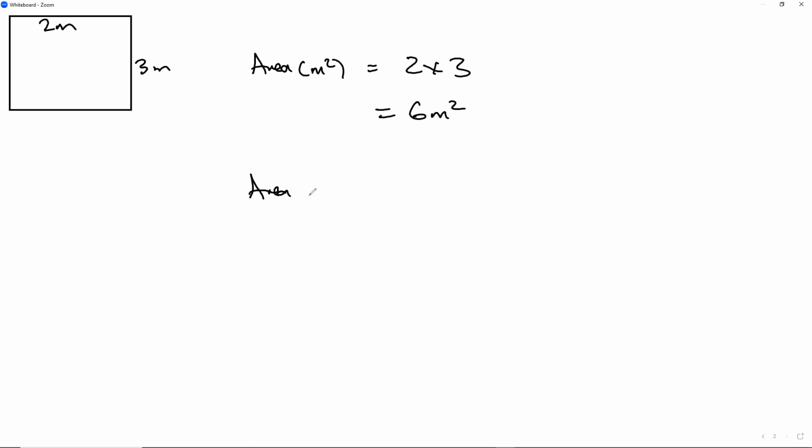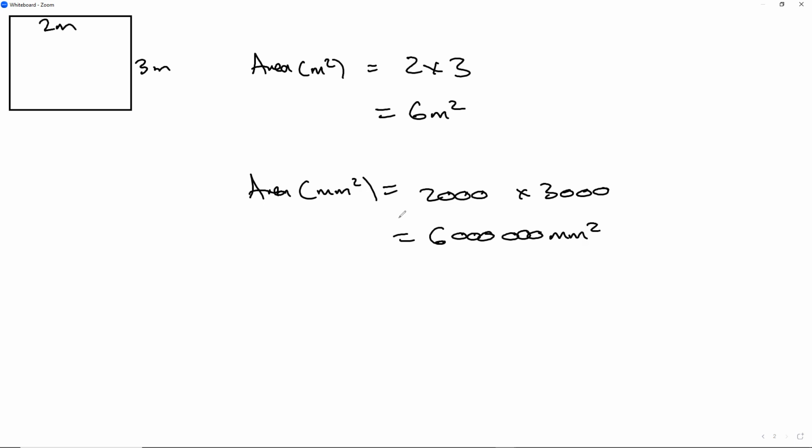But the area in millimeters squared is going to be 2000 times 3000, which will equal 6 million millimeters squared. And we can see that to go from there to there, we are multiplying by 10 to the power of 6. All right. When it comes to meters squared and millimeters squared. Convert that into a 3D shape, we would then multiply by 10 to the power of 9 for the next part.